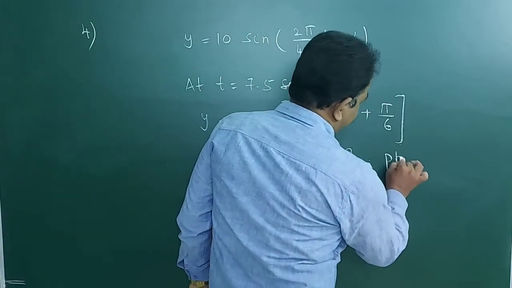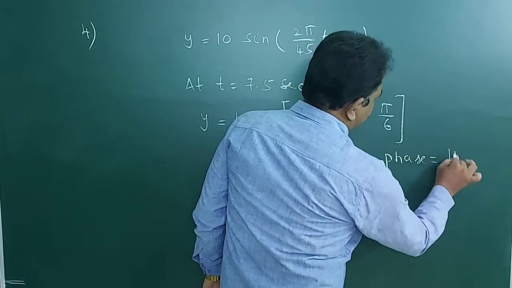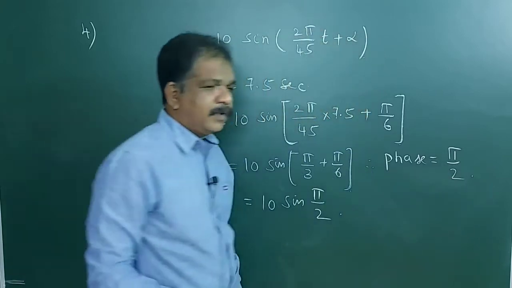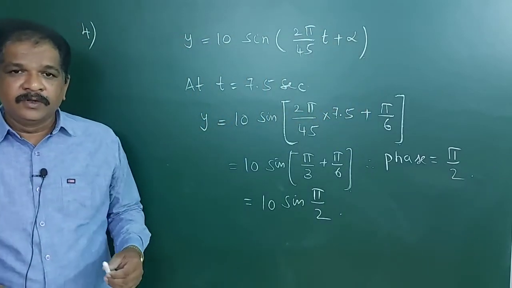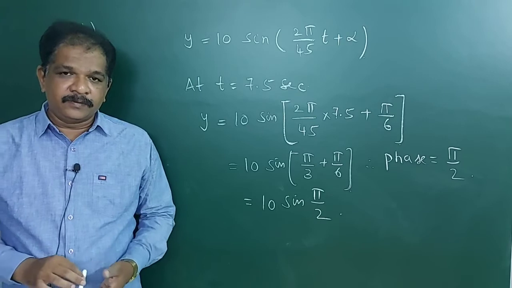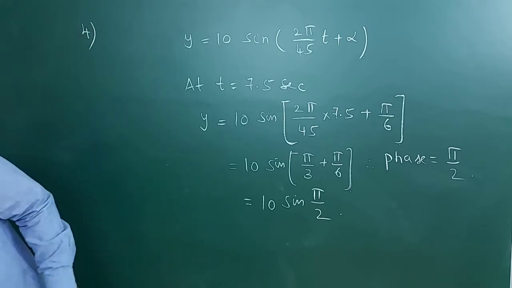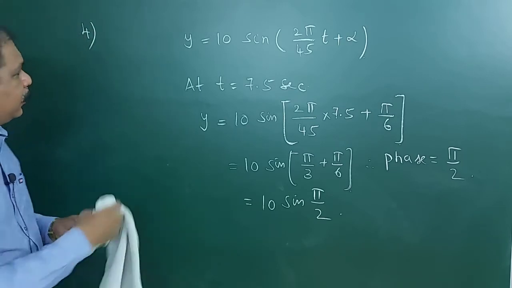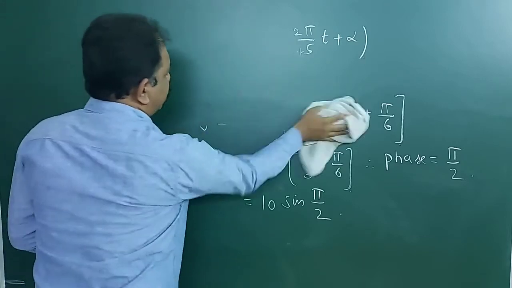Therefore, phase is equal to pi by 2 at t is equal to 7.5 second. Okay. Next, fifth one.